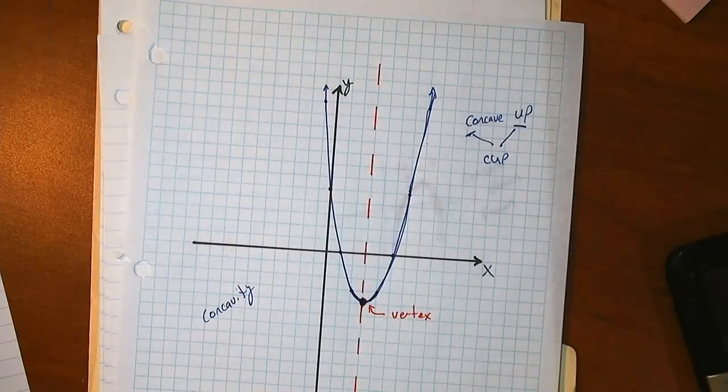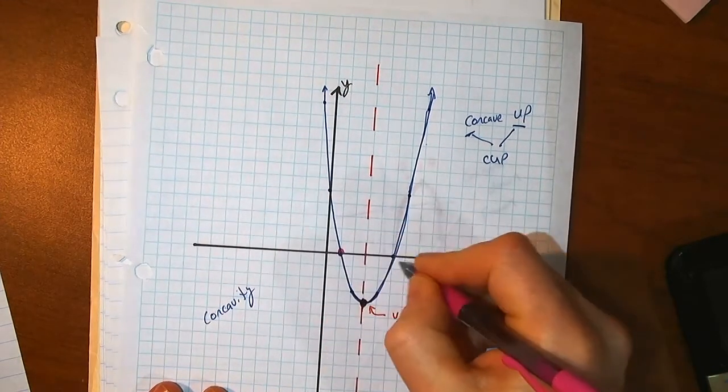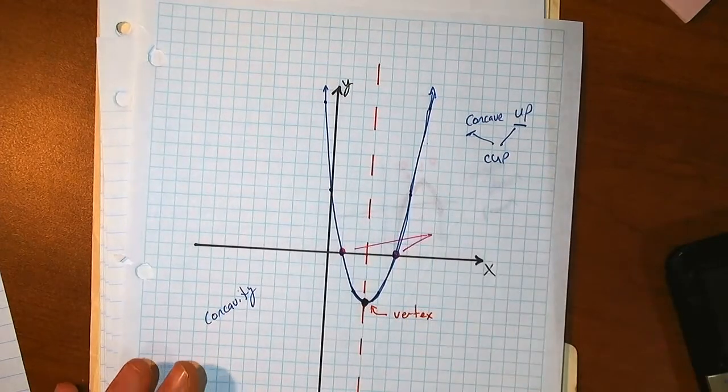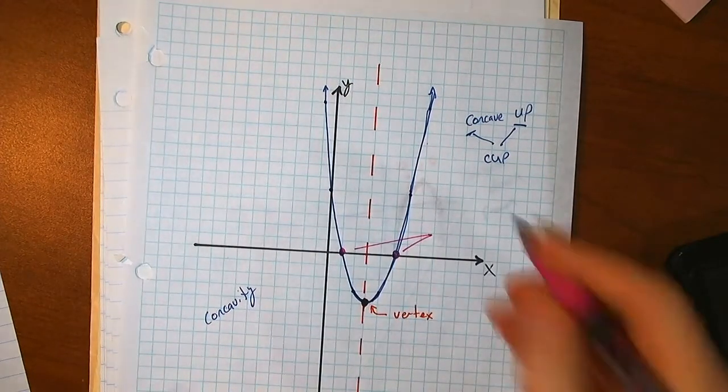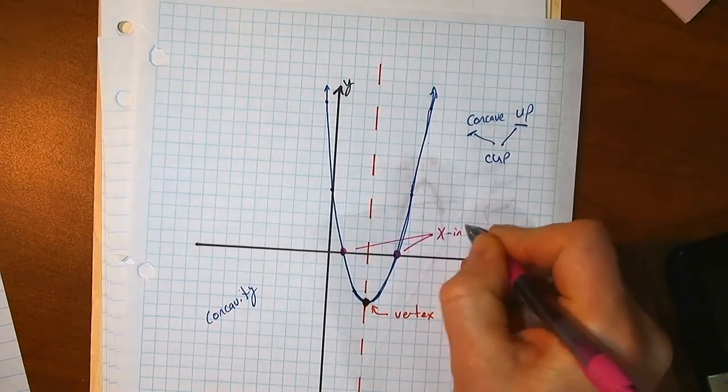There are two other parts of the parabola, though, that you will need to be able to find. In the next video, we'll talk about how to find them. The first is the spot where the graph crosses the x-axis. Frequently, not always, but frequently, a parabola will have two spots where it crosses the x-axis. Those are called x-intercepts.